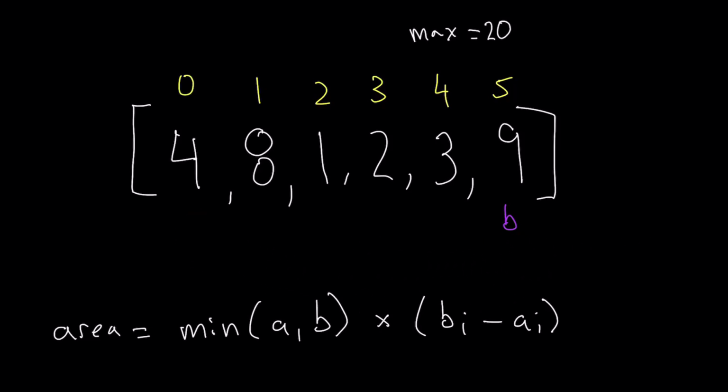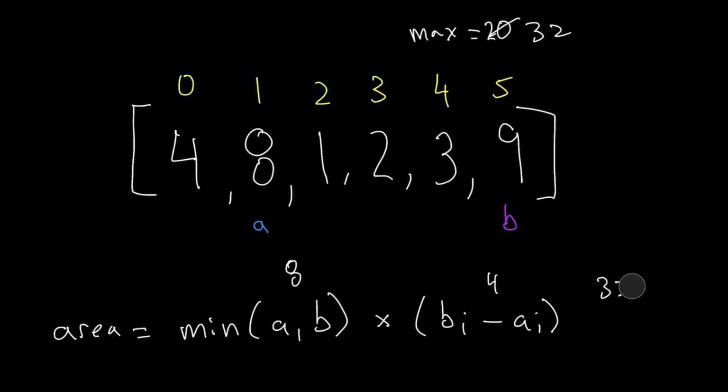Next, let's move A forward, because A is the smaller value, and as we mentioned, we only care about the smaller value. A moves forward, and now we get the min between 8 and 9. So this value is now 8. And the distance is 5 minus 1, which is 4. 8 times 4 is 32. And we have a new max area of 32.